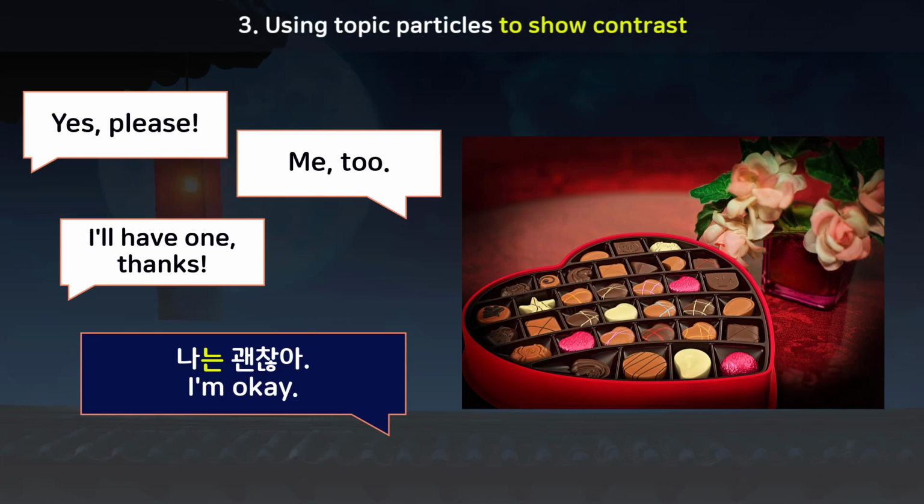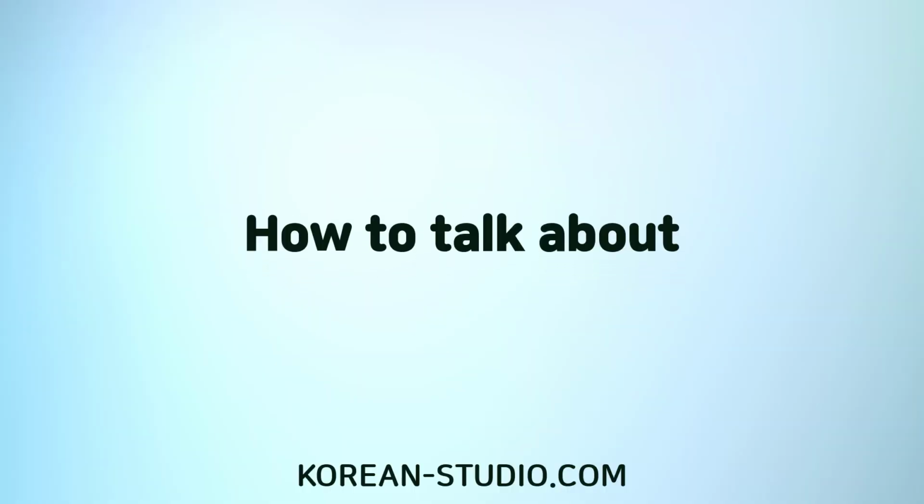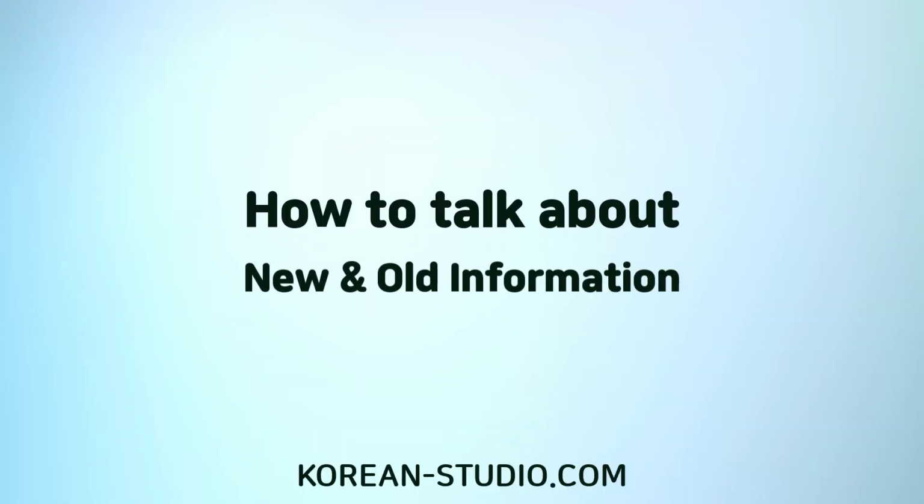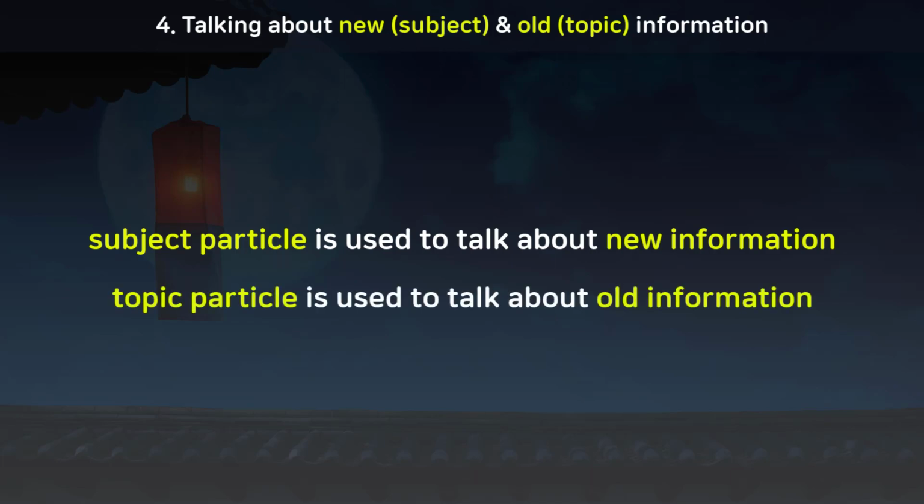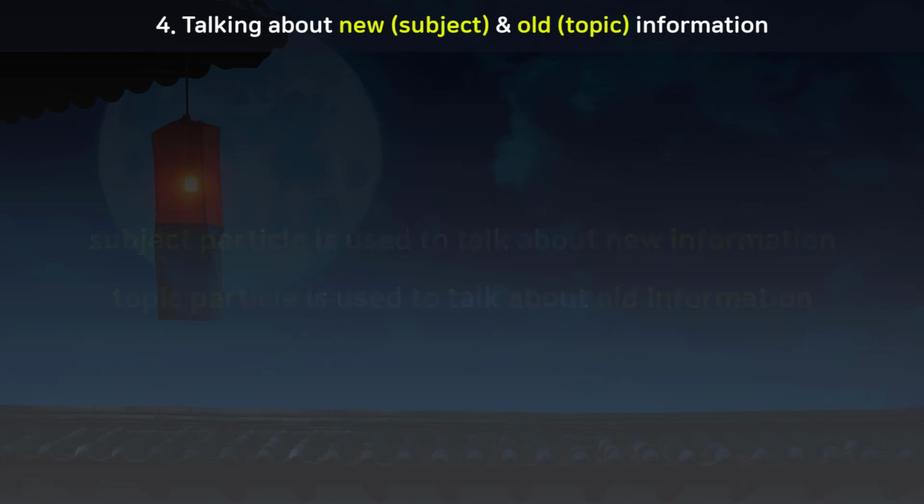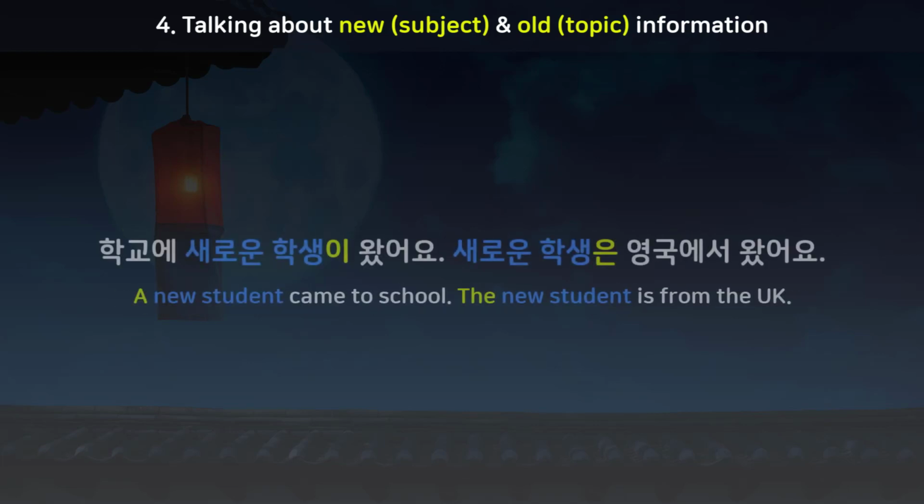Okay, so let's now learn the next use of topic and subject particles. Now, one unique way of using subject particles is to introduce new information. And this also relates to topic particles, as we tend to use topic particles with information that is known to people. So we use topic particles to talk about old information. Consider the following two sentences.